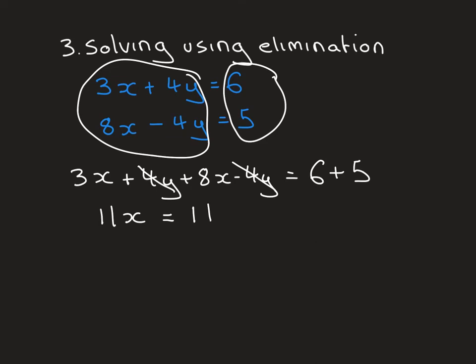We want to now get rid of the 11 to figure out what x is. So we're going to divide both sides of the equation by 11. These two cancel out, and what we're left with is x equals 1. So there's our x coordinate of where those two lines intersect.